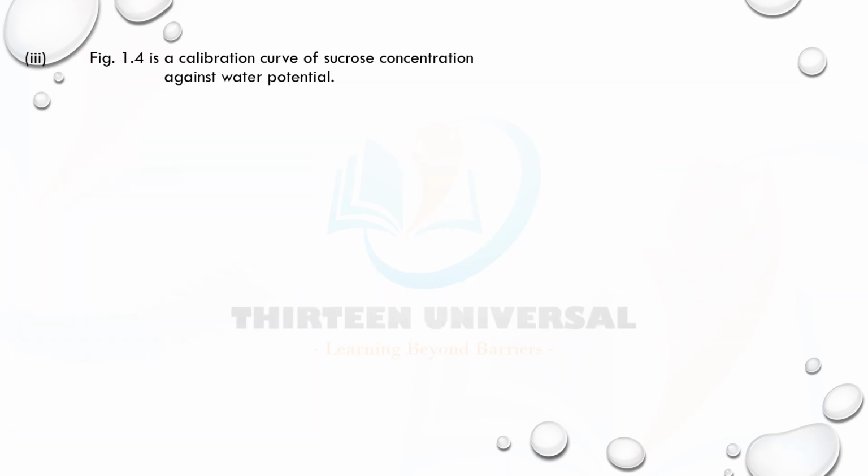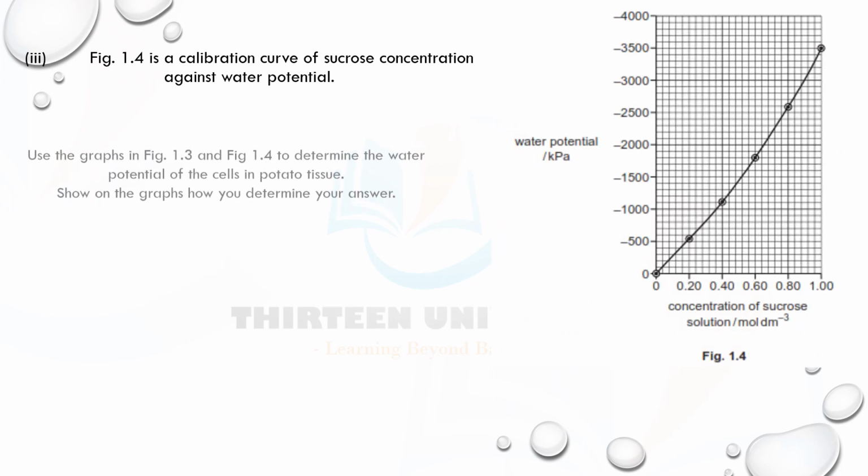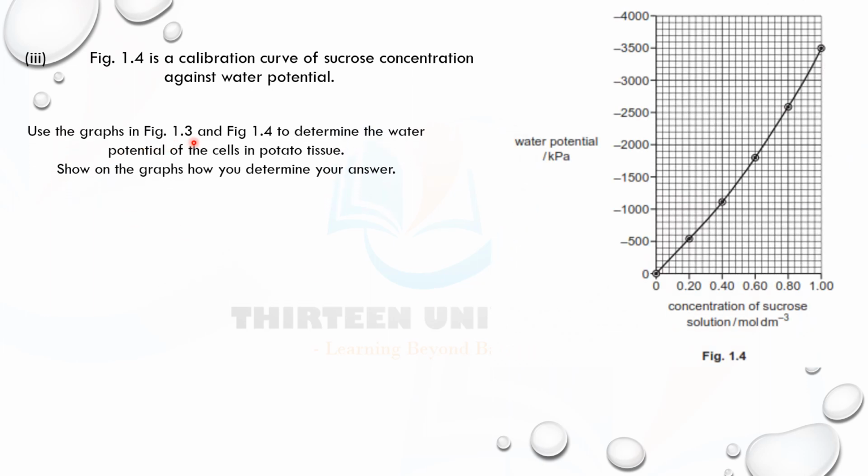Fig 1.4 is a calibration curve of sucrose concentration against water potential. So they say use the graph in Fig 1.3 and Fig 1.4 to determine the water potential of the cell in potato tissue. Show on the graph how you determined it. Remember, I told you that we have already determined the concentration where there's no change in length, because that is where the water potential of the potato tissue is the same as that of the solution.